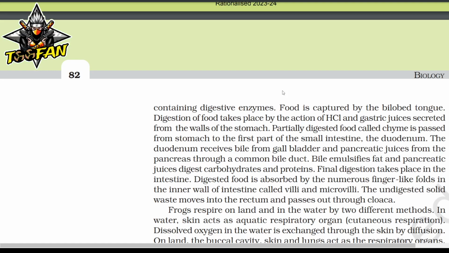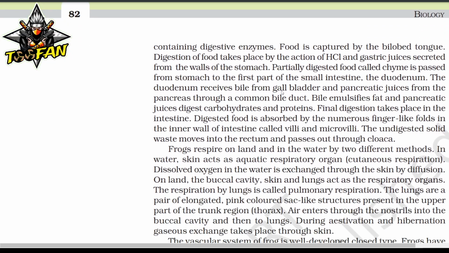The undigested solid waste moves into the rectum and is passed out through the cloaca. Frog respires on land and in water by two different methods. In water, skin acts as the aquatic respiratory organ. This is cutaneous respiration. Dissolved oxygen in water is exchanged through the skin by diffusion.